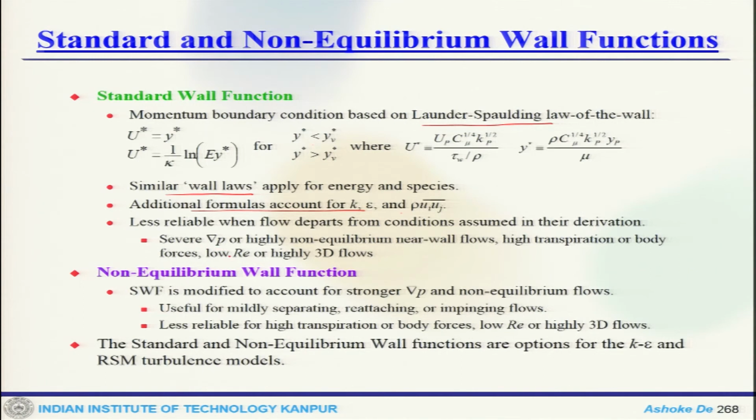Then there is the non-equilibrium wall function. This is a modified standard wall function, the SWF, for stronger pressure gradient and nonlinear flows. This is also less reliable for high transportation or body forces. So these are the options one can use for K-epsilon and RSM based turbulence models.